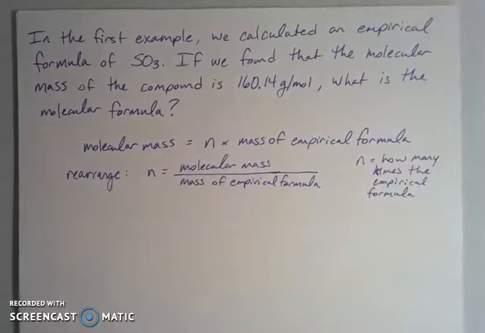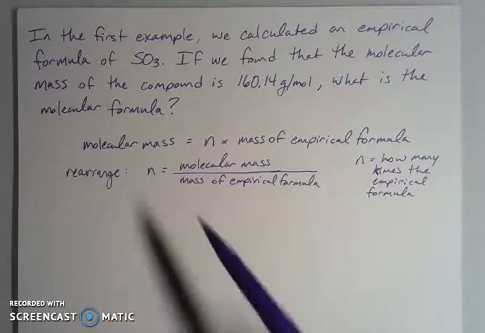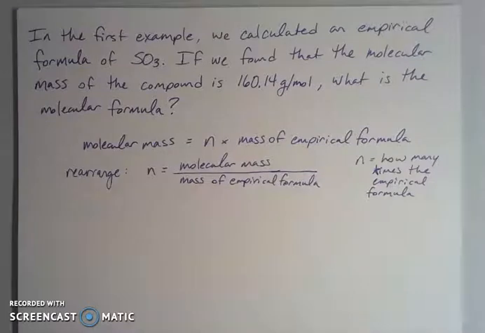Now let's relate that to the molecular formula. If we go back to our first example with the sulfur and the oxygen, we calculated an empirical formula of SO3. But what if I told you then that the actual mass of the compound is 160.14 grams per mole? So what is the molecular formula? Well, the molecular formula could be the empirical formula. We saw that with our methane example at the beginning, right? CH4, the simplest way we can reduce that down is still CH4. So we need to figure out if that's the simplest whole number ratio or not.